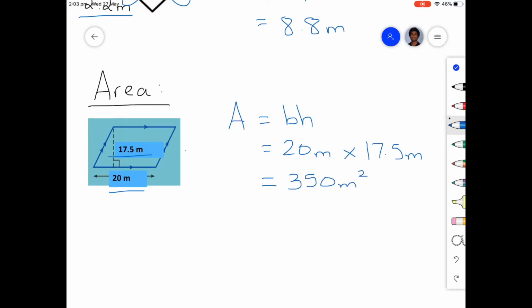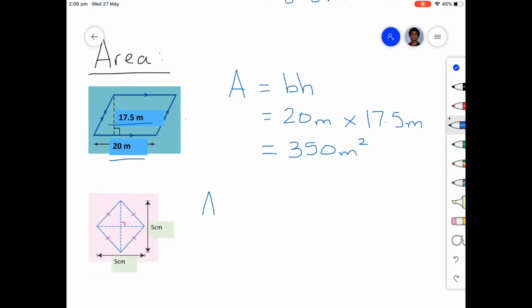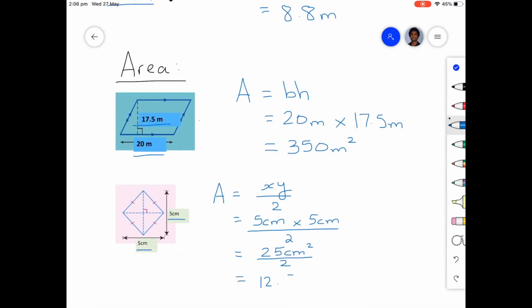Now that is if our rhombus is in the form of a parallelogram. But let's quickly look now at an example of area when the rhombus is a kite. Just like our kite example from before, we use the formula xy over 2. Our x value is 5 centimeters, and our y value is also 5 centimeters. So very simply, 5 centimeters times 5 centimeters divided by 2. When we simplify the top, we get 25 centimeters squared. And when we divide that by 2, we end up with 12.5 centimeters squared. So that's how you calculate the perimeter and area of a rhombus based on whether it's in the form of a kite or a parallelogram.